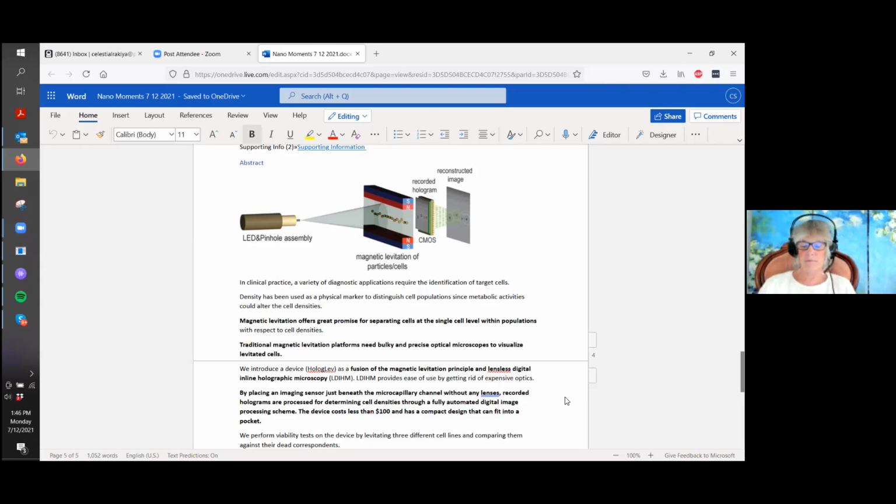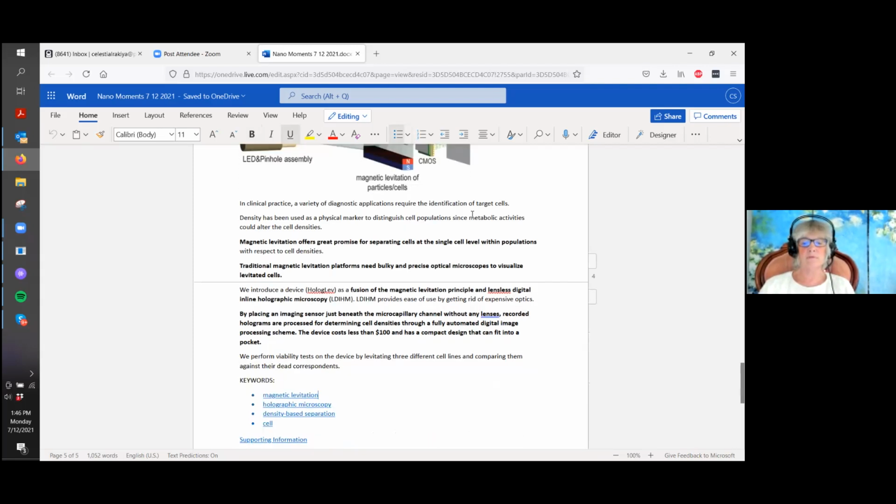Now let's get to the article. In clinical practice, a variety of diagnostic applications require the identification of target cells. Yes, we're in precision medicine where every cell in your body is targeted. Density has been used as a physical marker to distinguish cell populations since metabolic activities could alter the cell density. Magnetic levitation offers great promise for separating cells at the single cell level within a population with respect to cell density. So they're actually going to levitate.